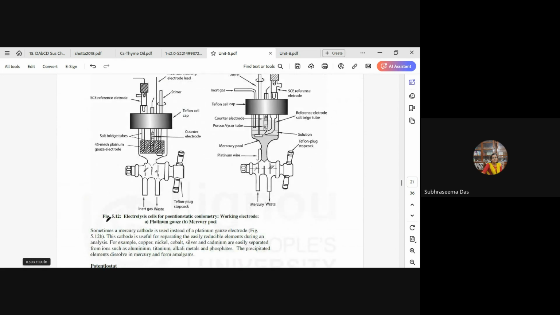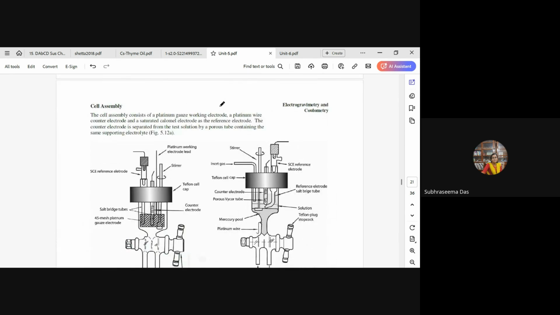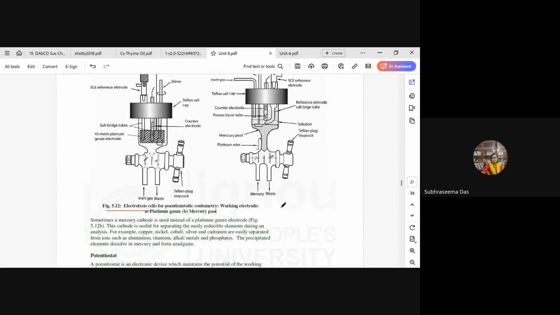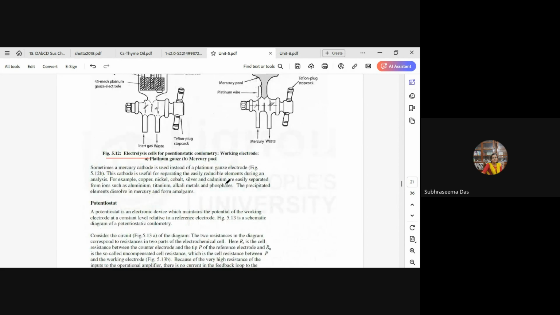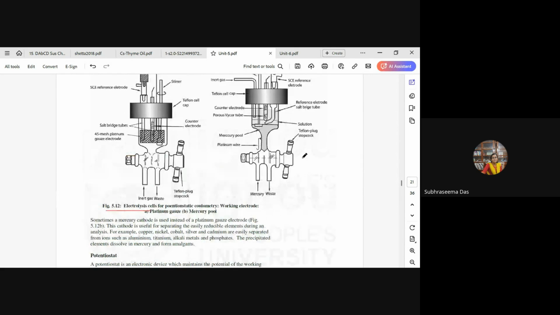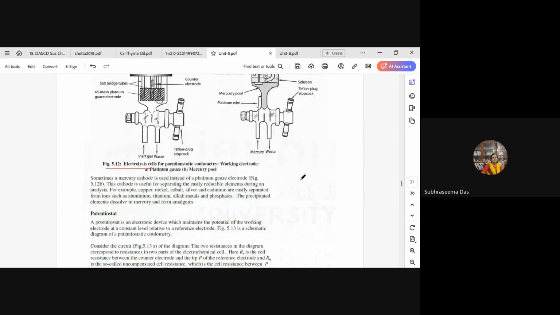Here in figure 5.12, you can see the electrolysis cell for potentiostatic coulometry. The cell assembly mostly consists of a platinum gauze working electrode, a platinum wire counter electrode, and a SCE as the reference electrode. The counter electrode is separated from the test solution by a porous tube that contains the same supporting electrolyte. Sometimes a mercury cathode is also used instead of the platinum electrode, as shown in figure 5.12b.